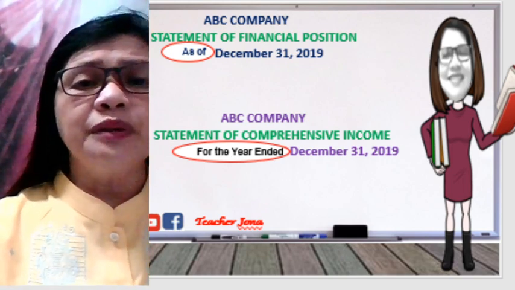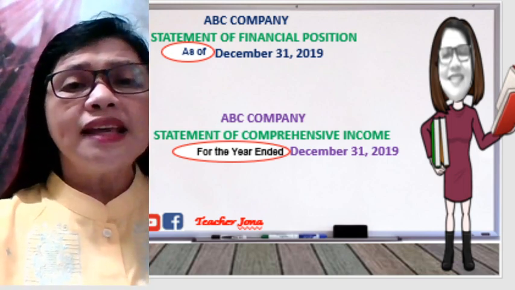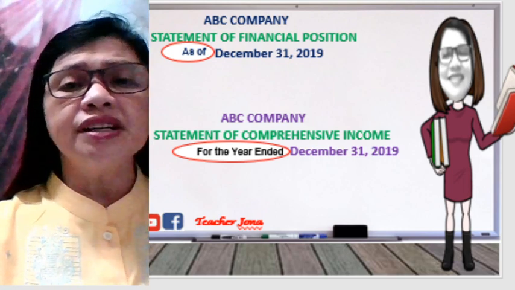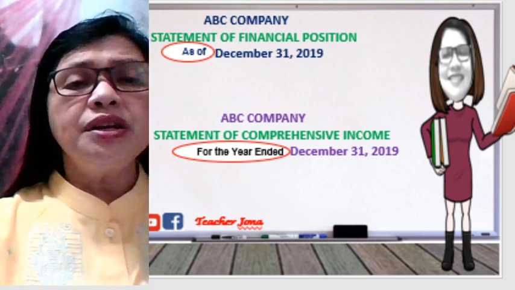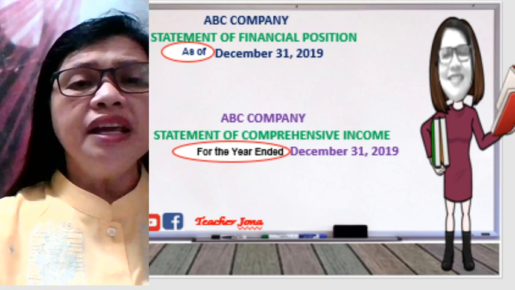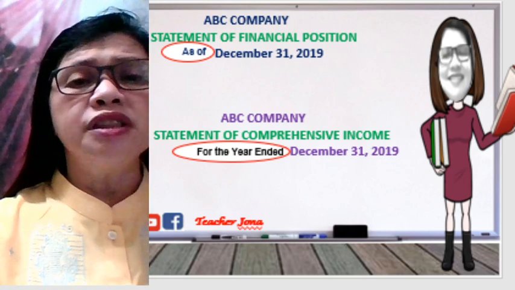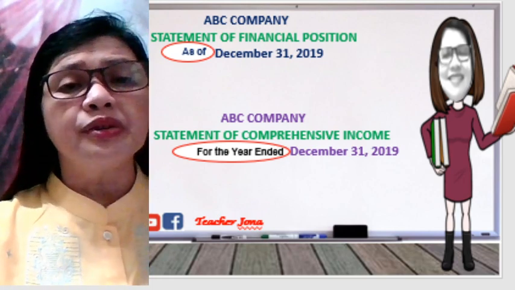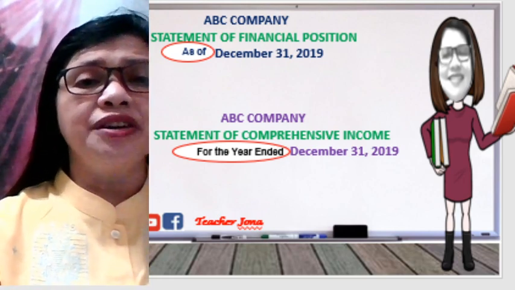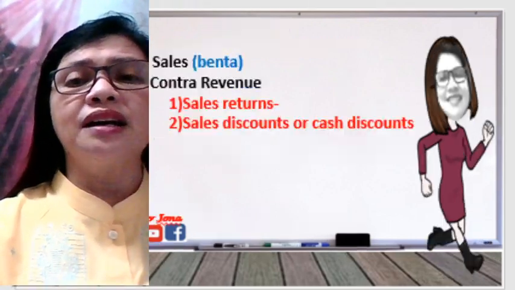But in the statement of comprehensive income, we use the words "for the year ended," as it is encircled. If you will notice it again, because all the accounts in the income statement are being closed to the equity accounts, and thus all of these accounts become zero at the end of the accounting period. Thus, they are called temporary or nominal accounts.